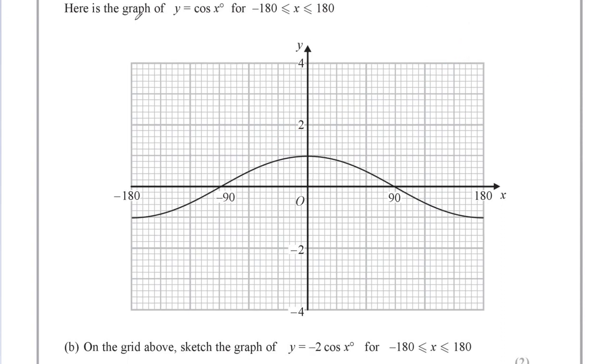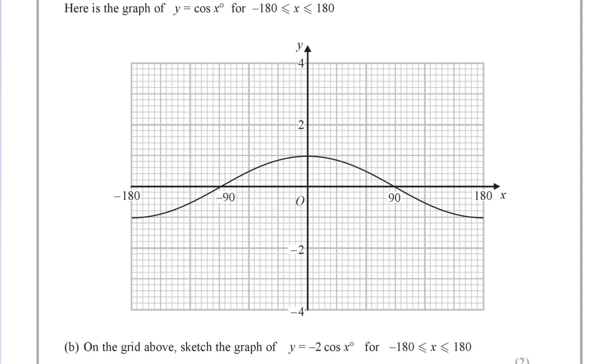Now part B. Here we have cos x from minus 180 to positive 180. And now we're asked to sketch the graph of minus 2 cos x for the same region. This time we just multiply the y value of each point by minus 2.